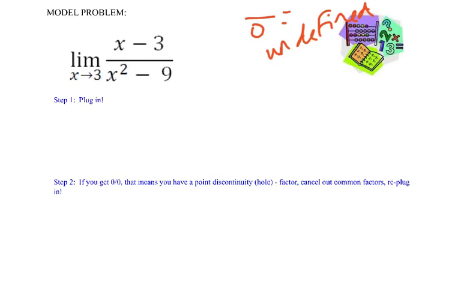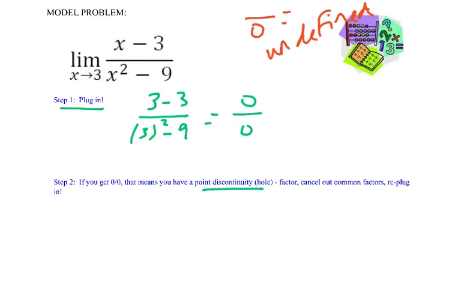So in this case, if I am evaluating the limit as x approaches 3 of x minus 3 over x squared minus 9, what are we going to do? Well, first of all, again, step one is always plug in. So I plug in 3 for x in both the numerator and denominator. Well, what happens to that? We get 0 over 0. Now, when you get 0 over 0, that means that you have a point discontinuity in the function.